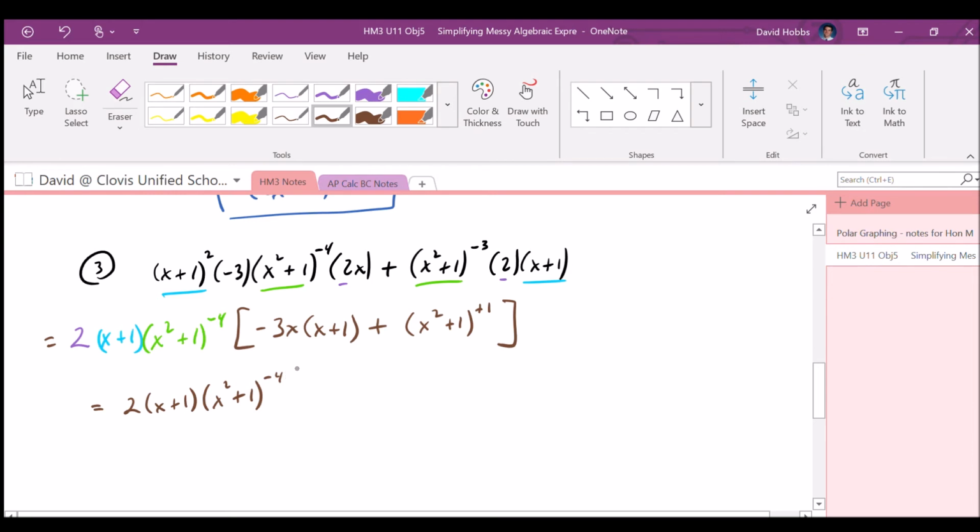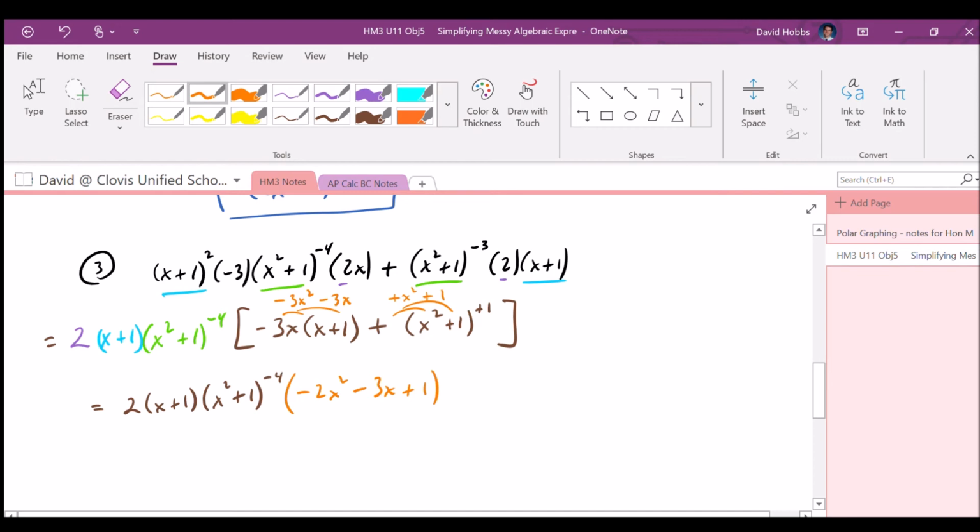And in here, inside the square brackets, if I distribute a negative 3x, and there's a positive 1 exponent on this, so that if we distribute a positive 1, we just get plus (x squared plus 1). And so if we combine like terms, we get negative 3x squared plus x squared, so negative 2x squared. And we get minus 3x and plus 1.